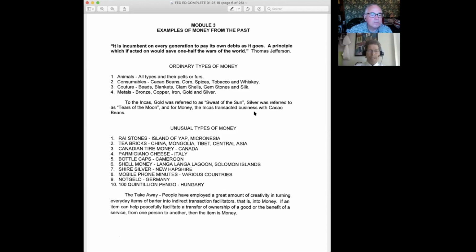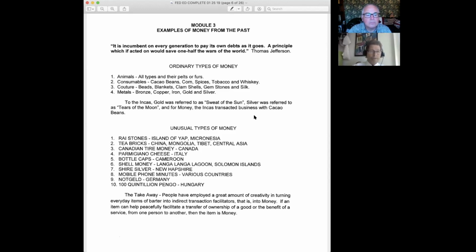For me, the most amazing form of money was what the Incas had. They literally had tons of gold and silver, but they didn't use gold and silver. This is my take on it: they gave that gold and silver special names. Gold was referred to as sweat of the sun. Silver was referred to as tears of the moon. Those terms seem to be pretty special. So perhaps they would never use gold and silver in commerce because they wouldn't want to, pun intended, debase it by using it in just simple business.